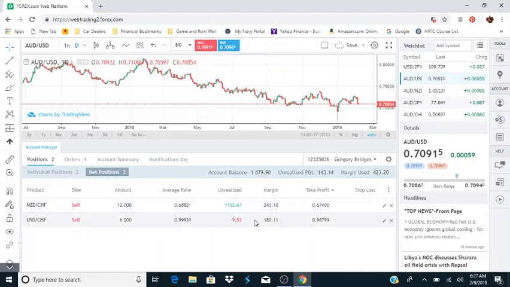On this particular trade right here, they will allow me to go negative $180.11 before they take my $180.11. So once it hits that range, they're going to take the money from me, and I'll be canceled out of the trade. So what do we do to prevent that?